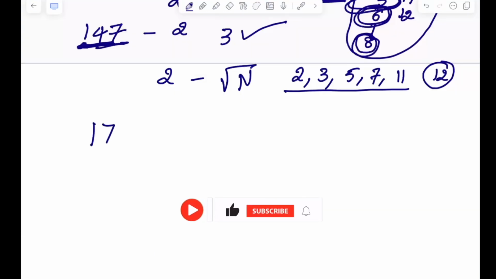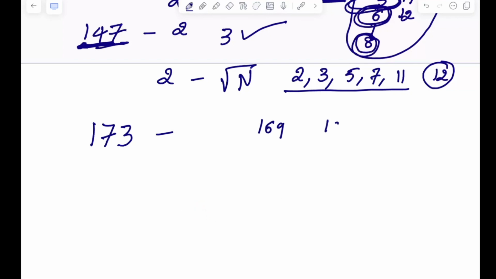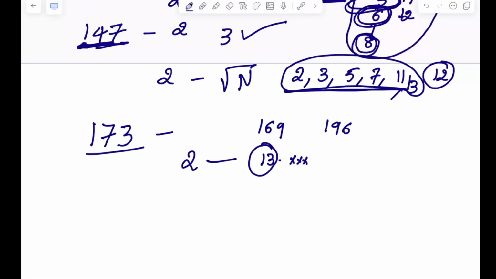For example, let us take 173. We have to check whether 173 is a prime number or not. 173 lies between 169 and 196, so the square root of 173 lies between 13 and 14. It is 13 point something. If I round it off, the number will be 13. So I have to ensure that there is no factor between 2 and 13. So what are the numbers I have to try with? Only the prime numbers. 173 is not divisible by 2. It is not divisible by 3. It is not divisible by 5. 7, I have to check with 7.